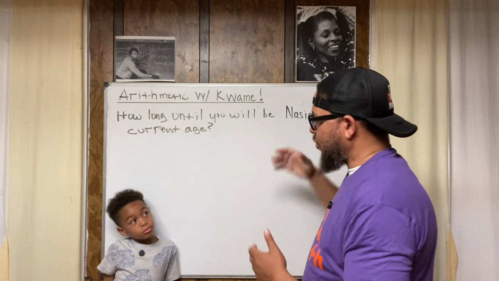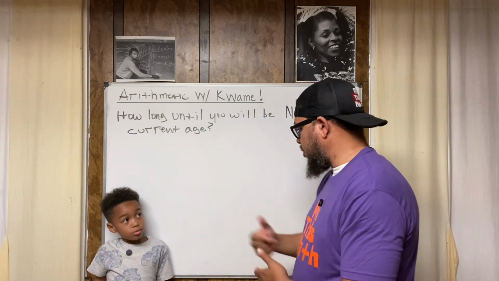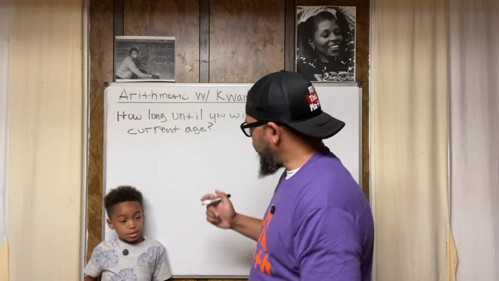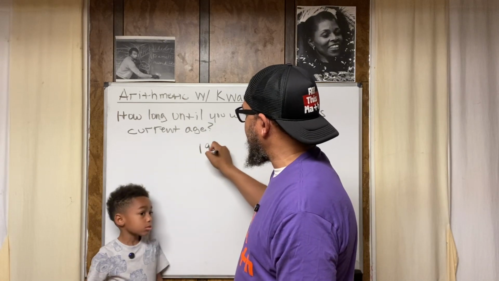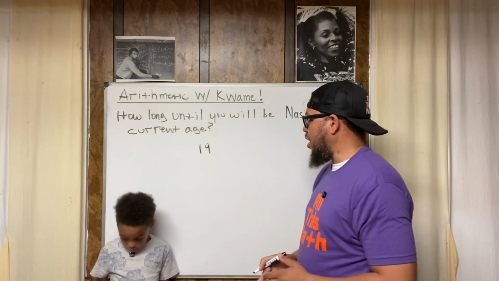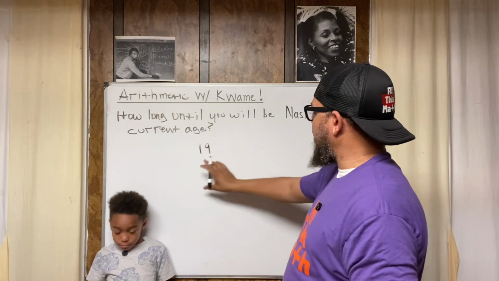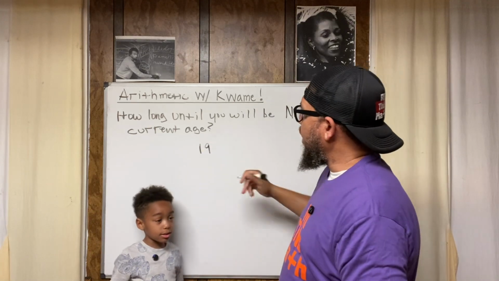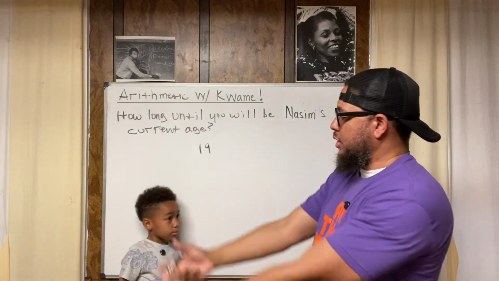So look, first question: how old is your brother Nasim? 19. He's 19. All right, so I'm going to write that down because that's important information. That's called pertinent information. So Nasim is represented by the number 19. That's his current age. Nasim's current age equals 19. Now, how long until you will be his current age?